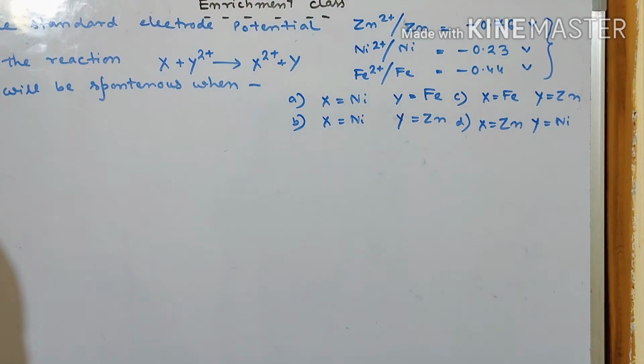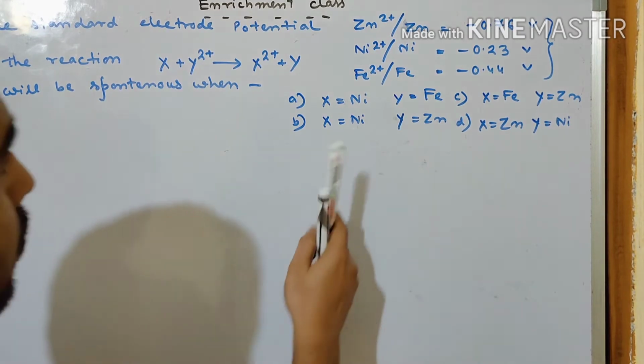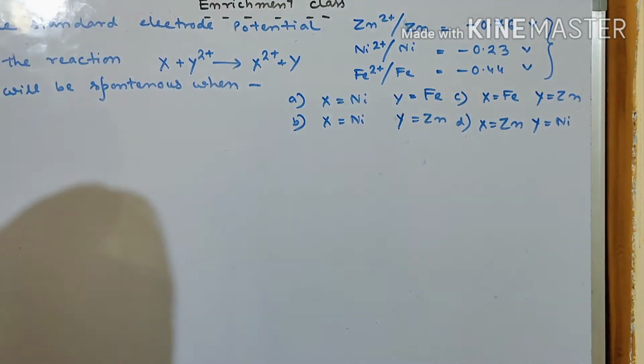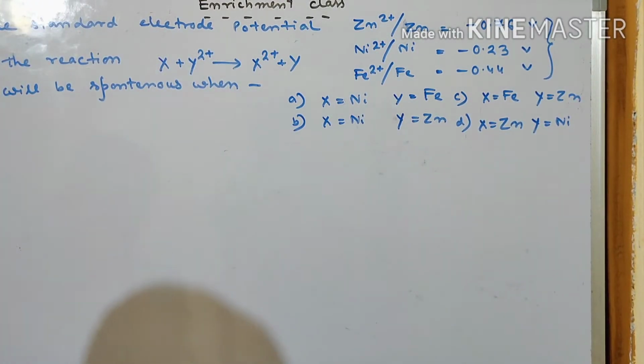Now, it is a very, very good problem. It is a conceptual one. If we can solve this particular problem, we will be solving many. See what has been given first. Here, the standard reduction potentials of some electrodes are given. There is a reaction which is given, generalized case, where we have to see this reaction will be spontaneous when the corresponding metals present will be which one? Which combination will suit this when the reaction is spontaneous? So let us find it out.